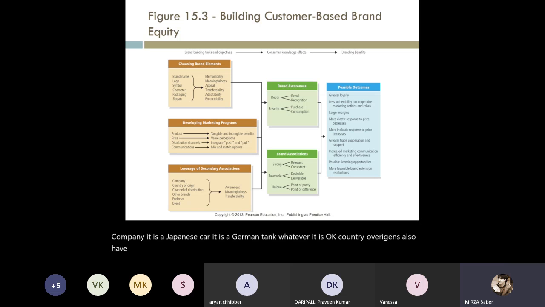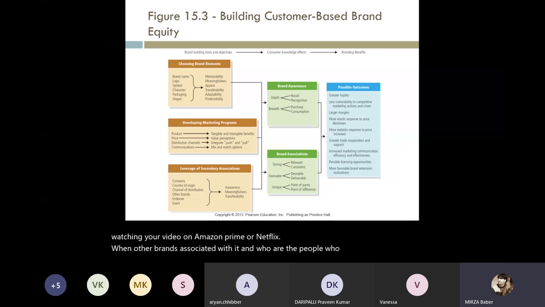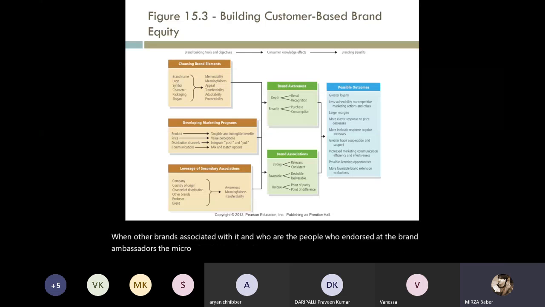Channel of distribution, how are you getting it? Are you watching your video on Amazon Prime or Netflix? And other brands associated with it, and who are the people who endorse it, the brand ambassadors, the micro-influencers, and even through events like, for example, when you watch, let's say, football or you watch tennis, they usually have these brands on the side like Rolex watch.